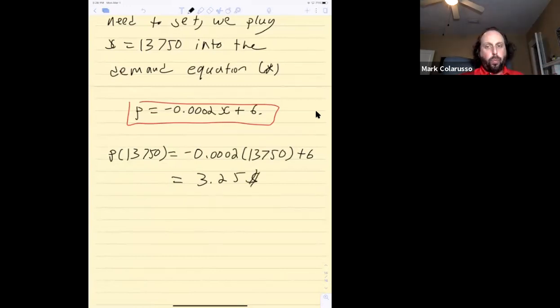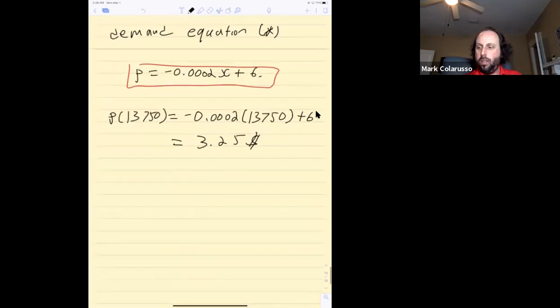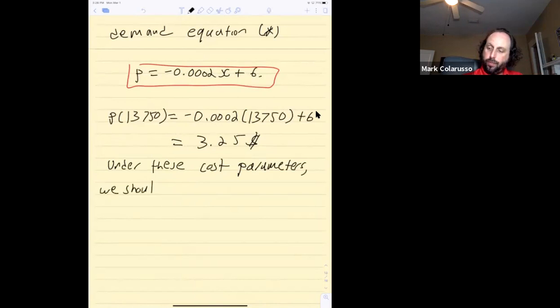So to maximize our actual profits with these cost parameters, the fixed cost of opening the stand, $2,000, and having to pay 50 cents for the owner to acquire each hot dog, we should set a price of $3.25 to maximize our profits. So under these cost parameters, we should set a price of $3.25 to maximize our profits.